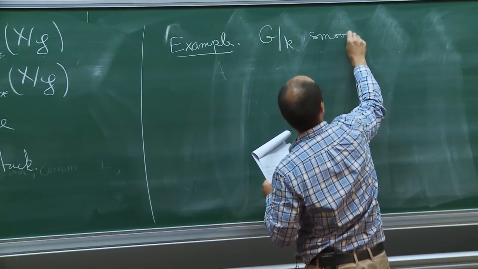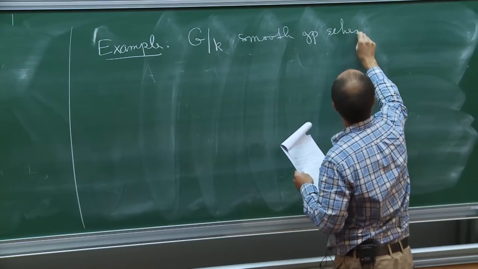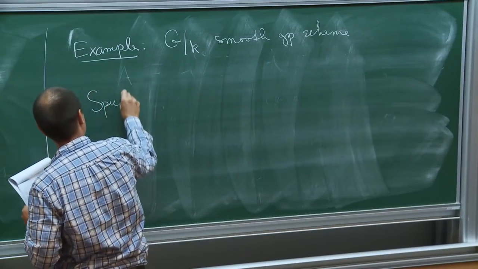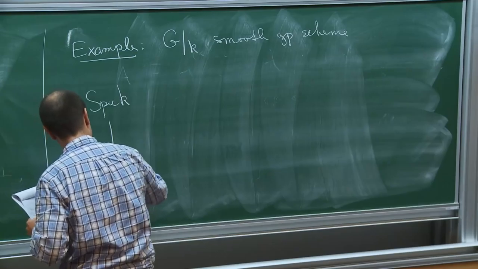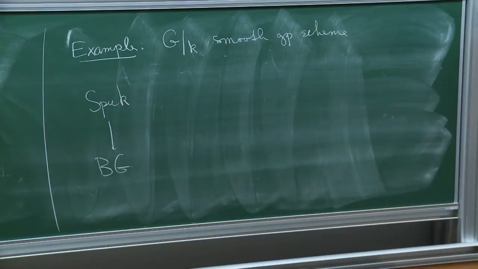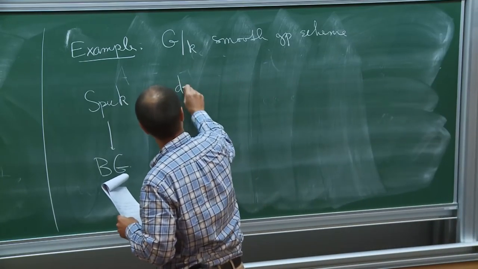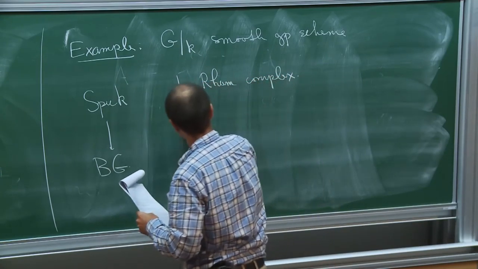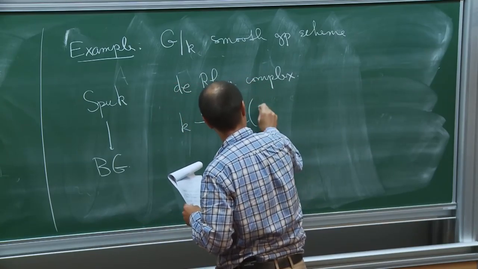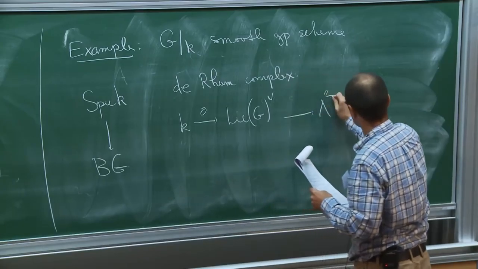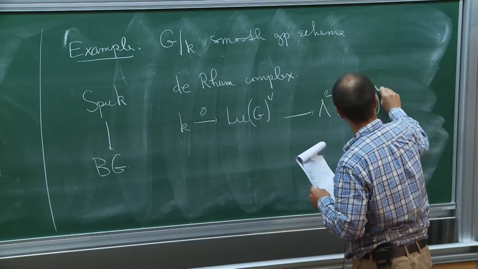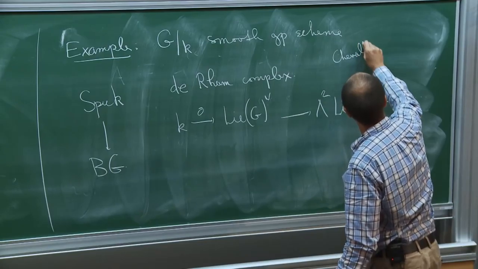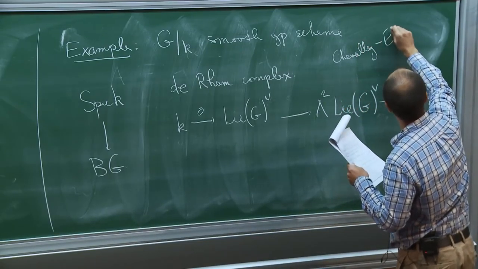Anyway, so let's take a smooth group scheme over a field, K. And let's think about the trivial torsor, which corresponds to a map from Spec K down to the classifying stack of the group. So then what you get here, the de Rham complex, well, it's K, but it's zero map to the dual of the Lie algebra. And then you have the second exterior power of the dual Lie algebra, and so on. And this is what's, I think, classically called the Chevalley-Eilenberg complex.